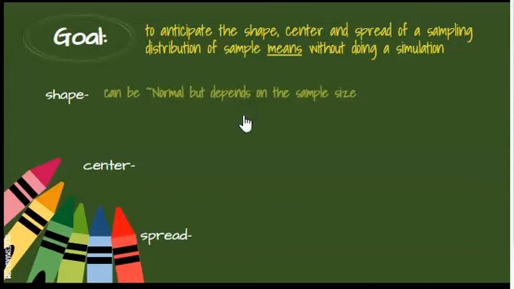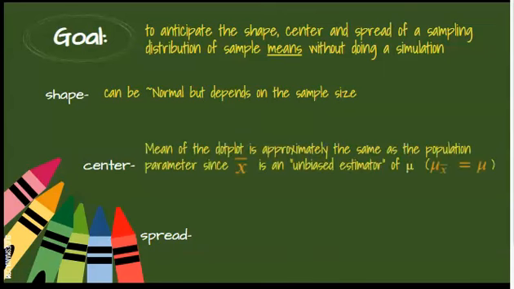So for shape, it can be approximately normal, but it depends on the sample size, and we'll dig deeper into that in a moment. The center is the mean of the dot plot of all the x bars, and it's approximately the same as the population parameter, since x bar is an unbiased estimator of mu. Again, remember every dot on this dot plot represents an average from a sample, and the average of our averages should come out to be almost identical to the population parameter. So we can use this right here: the mu of all the x bars is approximately the population mu.